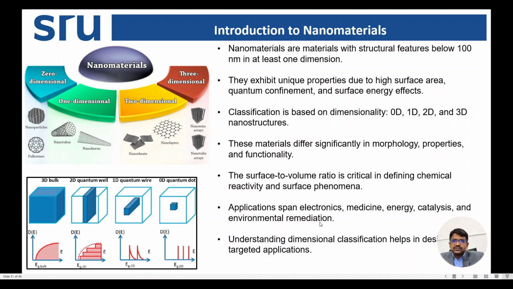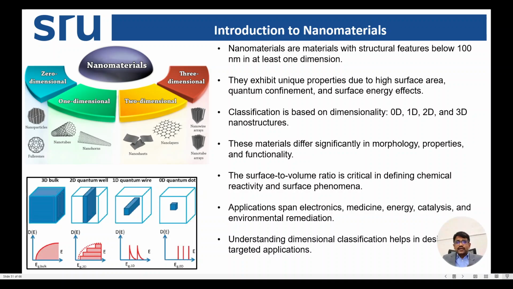Applications span electronics, medicine, energy, catalysis, and environmental remediation. From the start we have been discussing these fields. Nanomaterials find applications in various sectors: electronics, medicine, energy, environmental applications, defense applications, and space applications. Wherever you look, you can see nanotechnology applications. Understanding dimensional classification helps in designing targeted applications, which is what I discussed earlier.